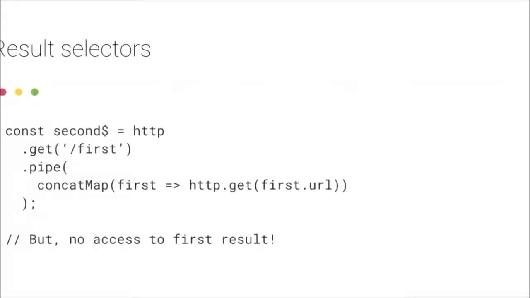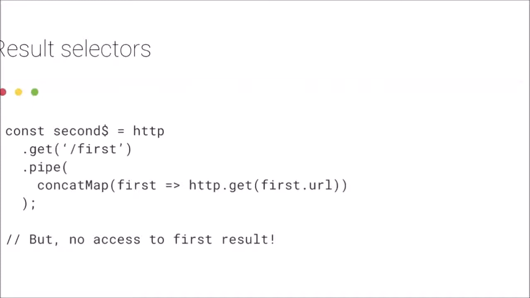So another issue with projection operators that I see is people needing to access both results, right? So this mapping operation, we make one HTTP request for /first, and then we make a second HTTP request that depends on the URL that came back in first. And if we were to subscribe to this, we would get a stream of the results of the second request. But what if we still wanted to access data from that first request, right? What if we wanted both of them?